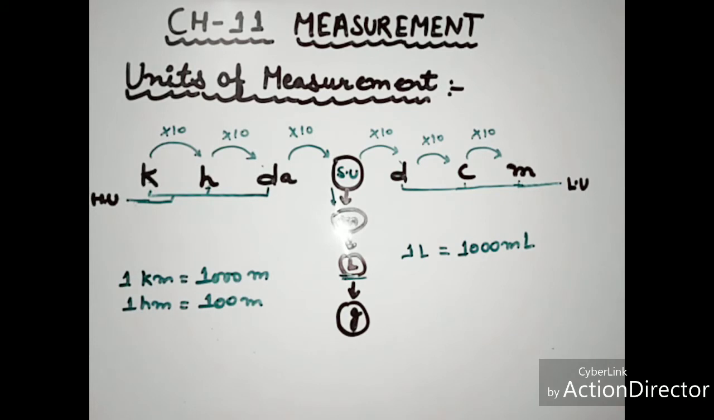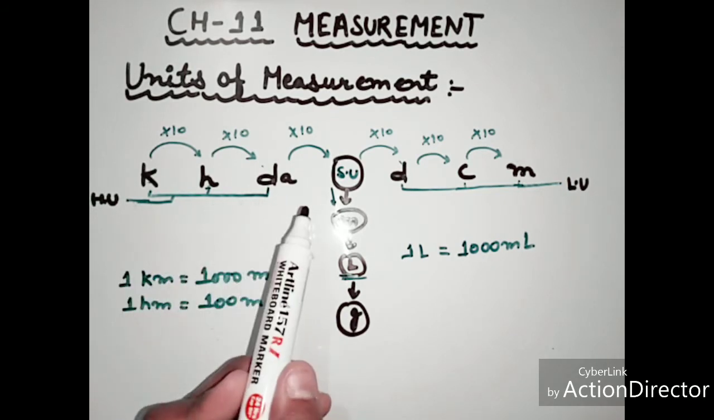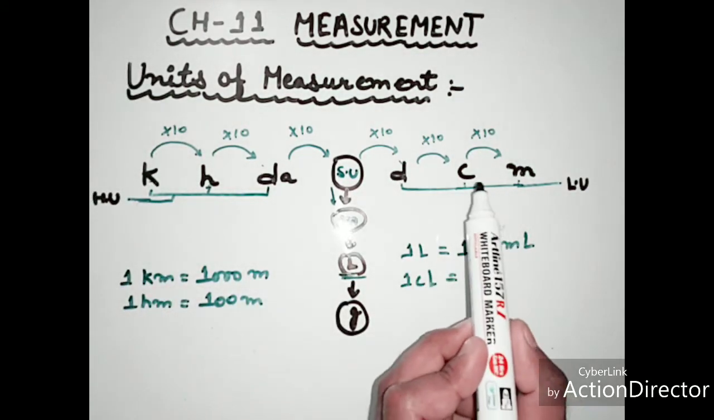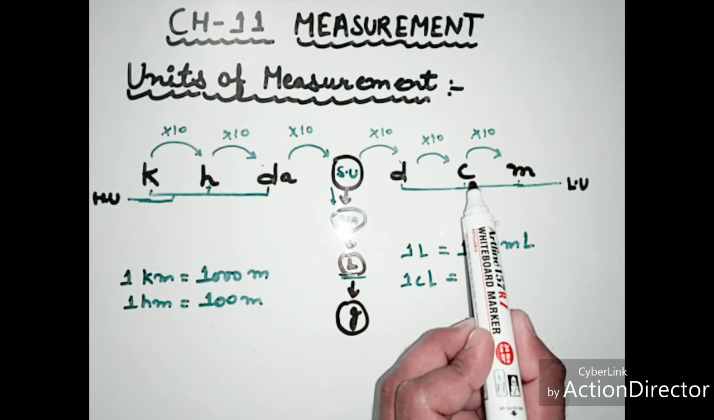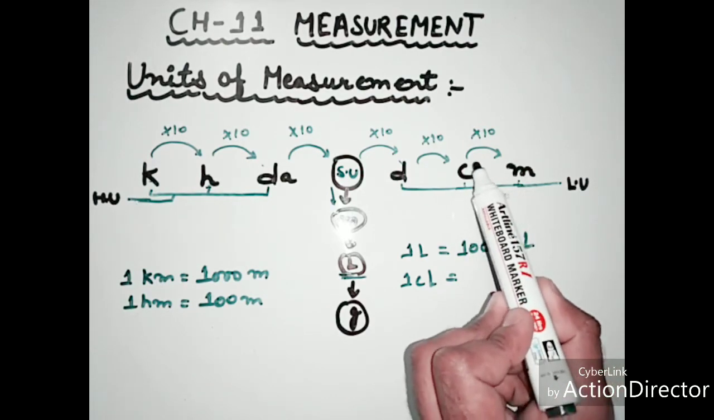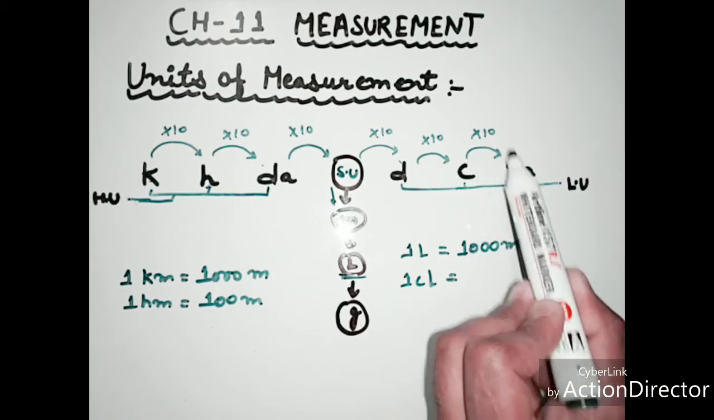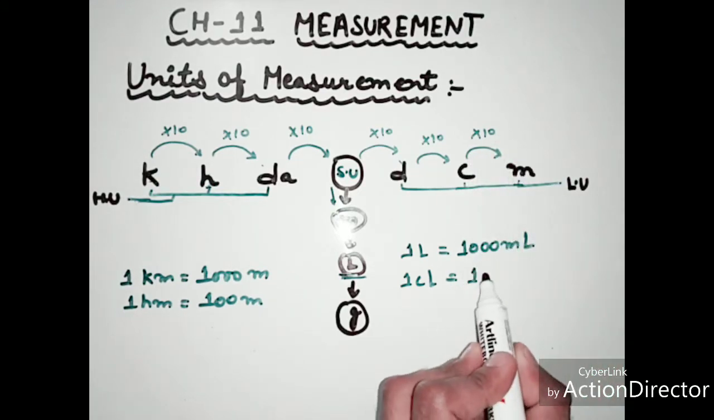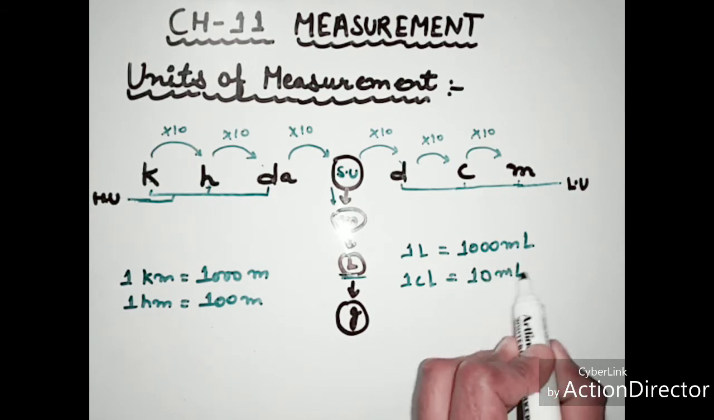Dear students, you can easily change measurement units to other units by using this table. Now here we move from higher unit to lower unit. And how many places do we move? Only one, means 10. So 1 centiliter equals 10 milliliter.